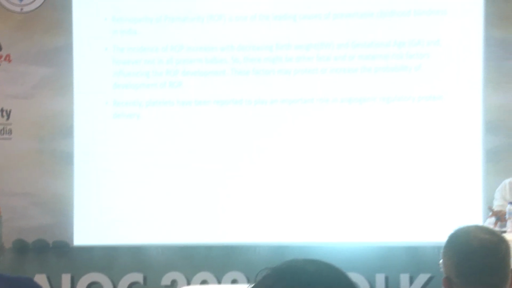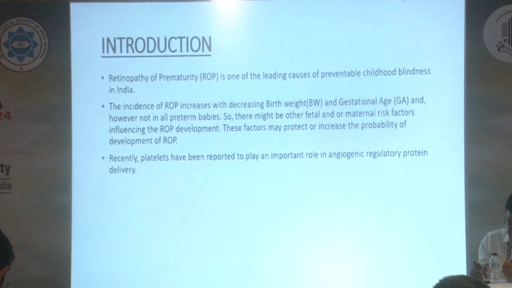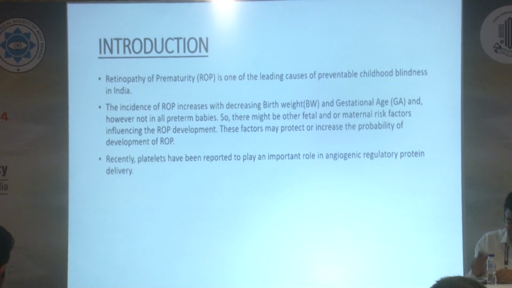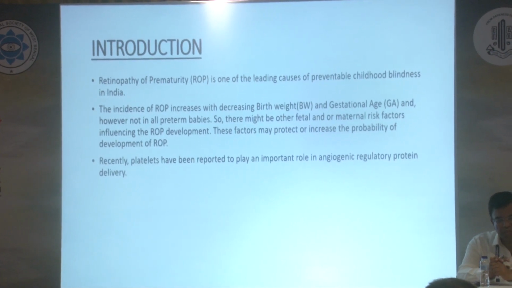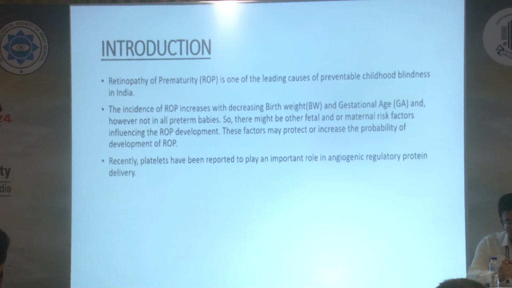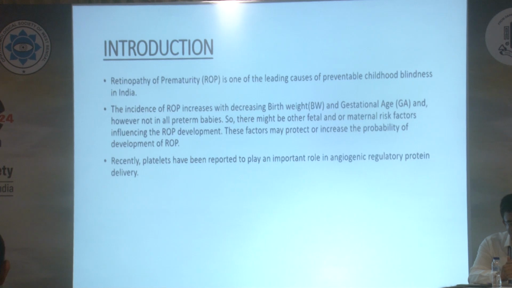ROP is one of the leading causes of preventable childhood blindness in India. The incidence of ROP increases with decreasing birth weight and gestational age, however not in all preterm babies, so there might be other fetal or maternal risk factors influencing ROP development. These factors may protect or increase the probability of development of ROP. Recently, platelets have been reported to play an important role in angiogenic regulatory protein delivery.